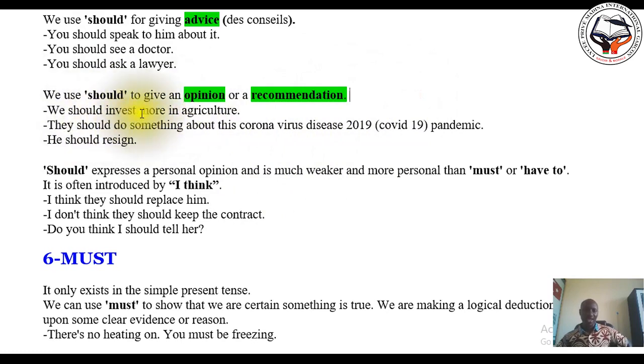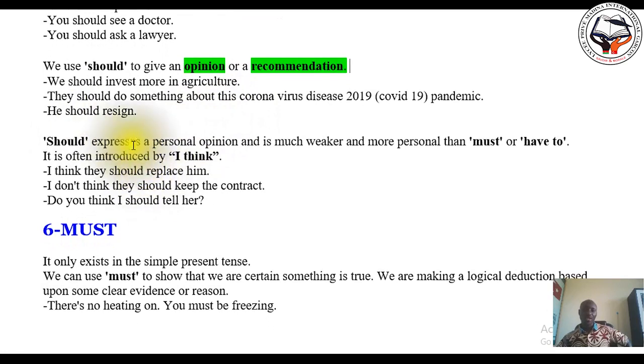They should do something about this coronavirus disease 2019, COVID-19 pandemic. Okay, we should do something about this coronavirus disease 2019. In brackets you can say COVID-19 pandemic. He should resign. Okay, it's an opinion or recommendation.